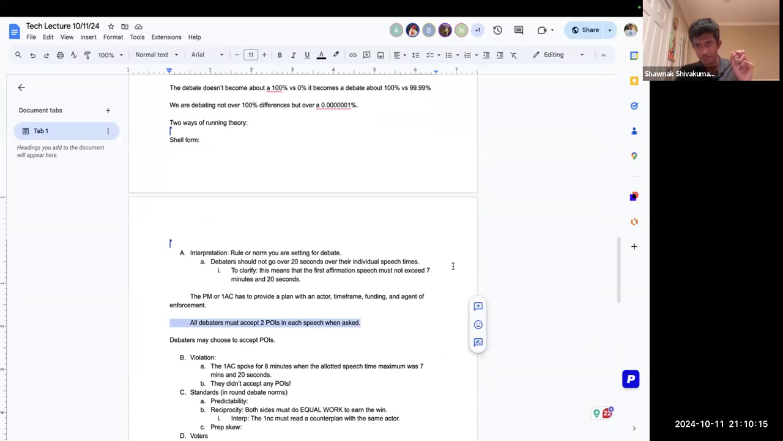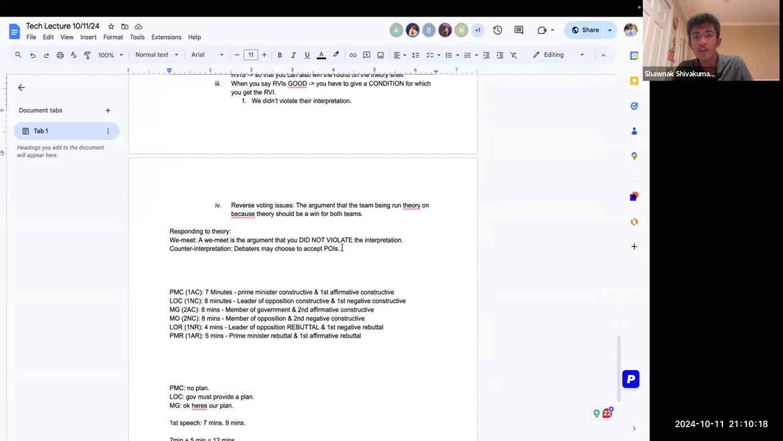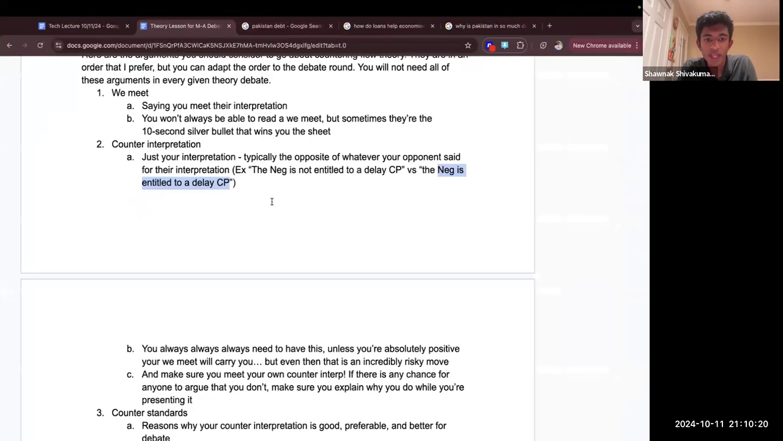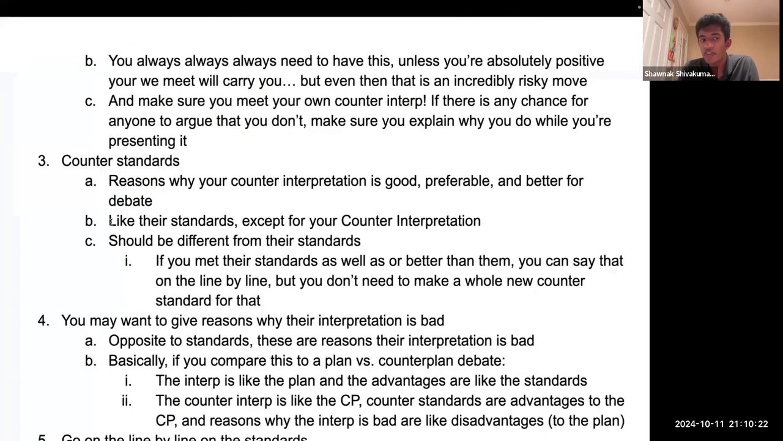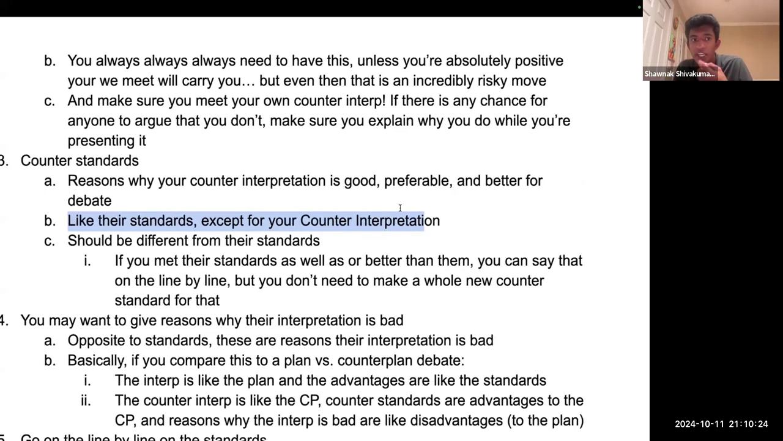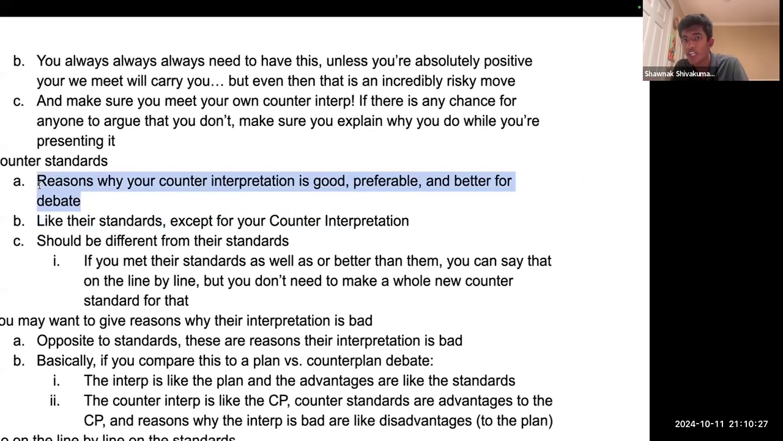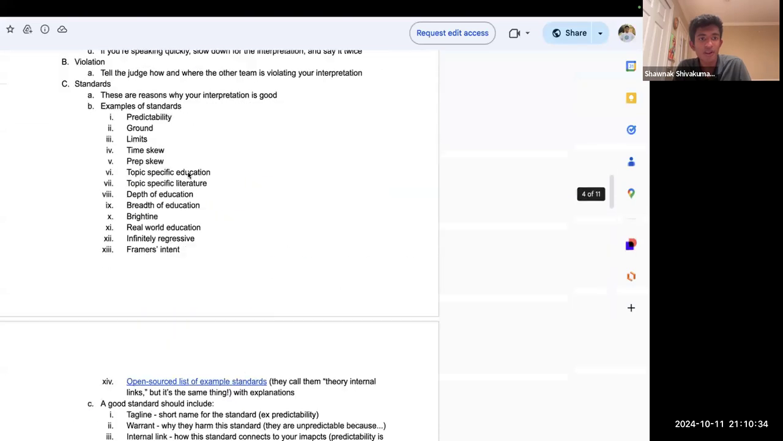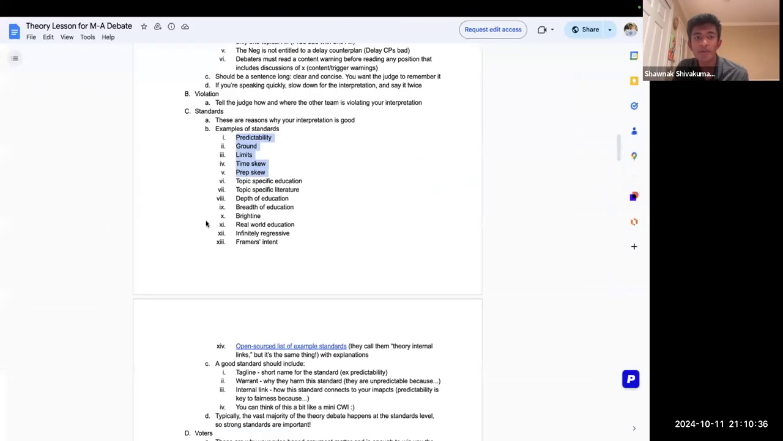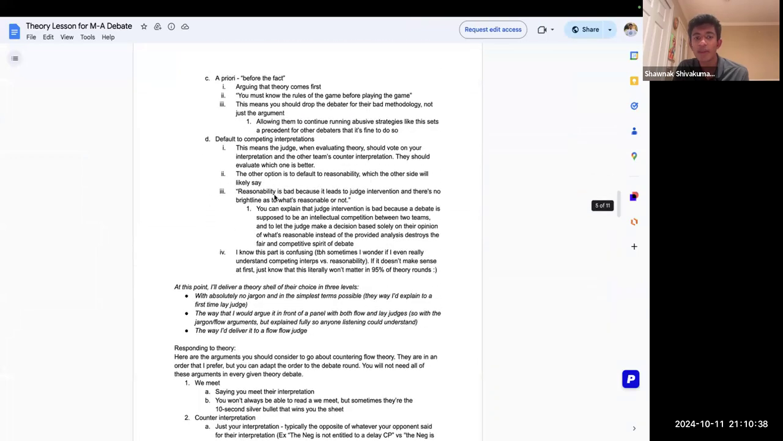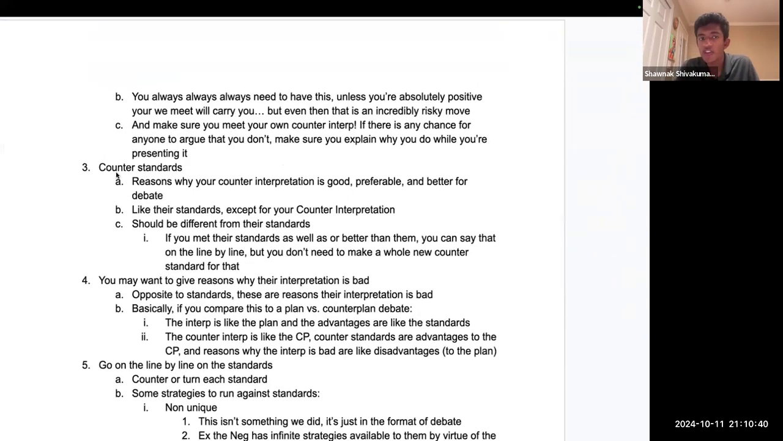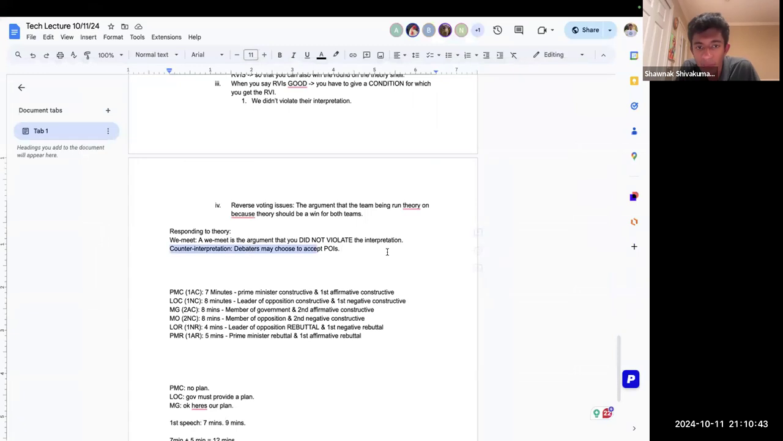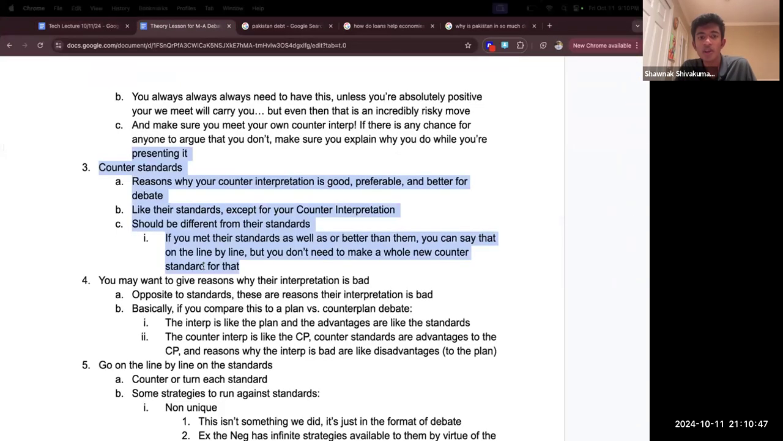Everyone get that? Okay. Now you go on to counter standards. These are just like standards, except they're for your counter interpretation. They're reasons why your counter interpretation is a good interpretation, exactly like predictability, ground, time skew, topic skew, depth, education, these kinds of things. Do you get that? Oh, sorry.